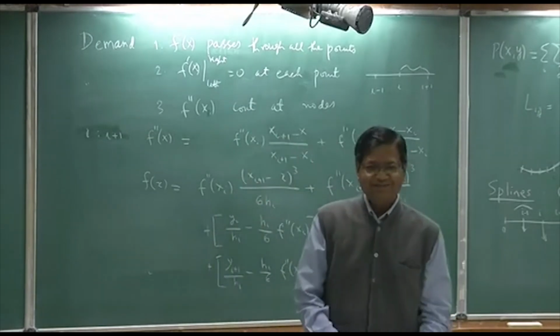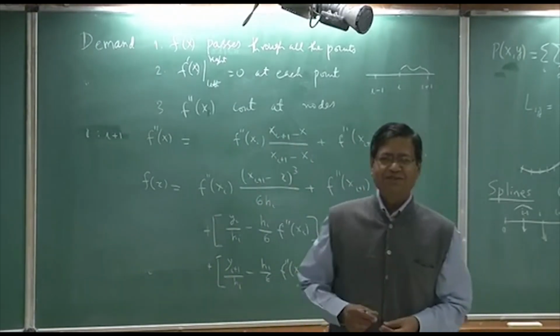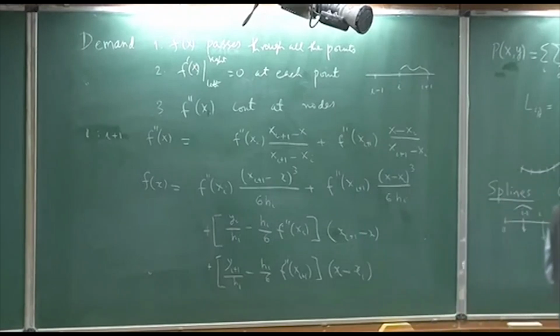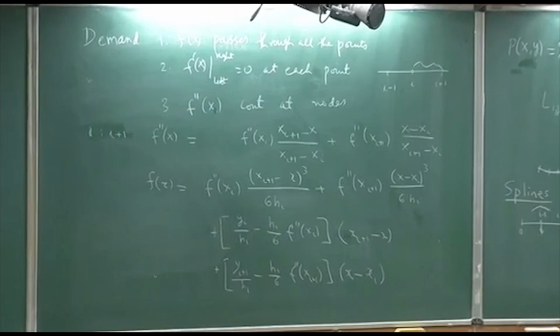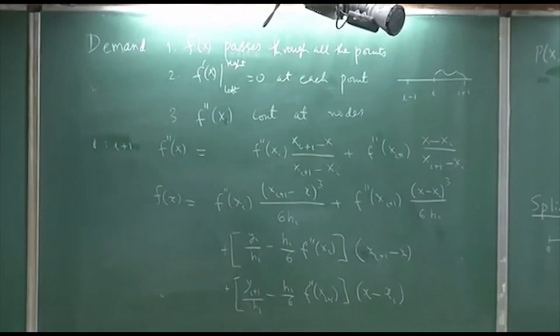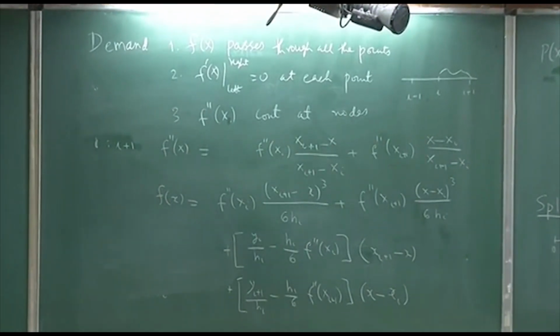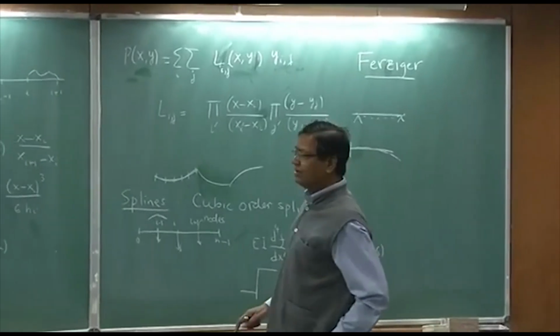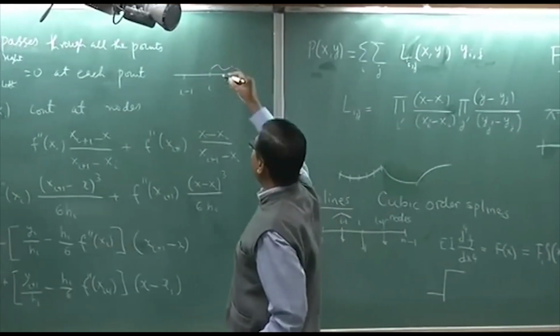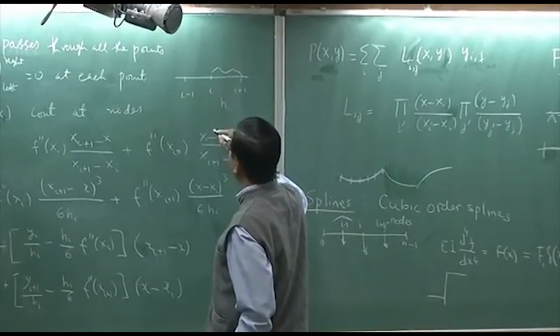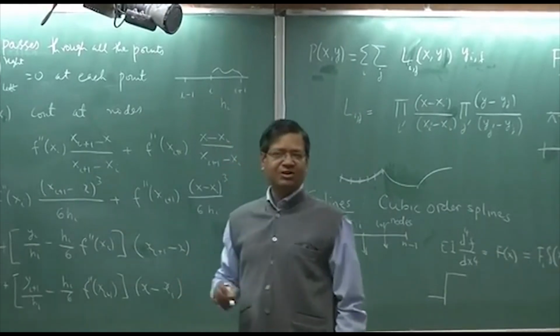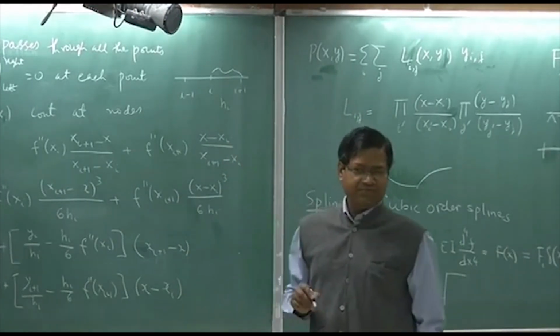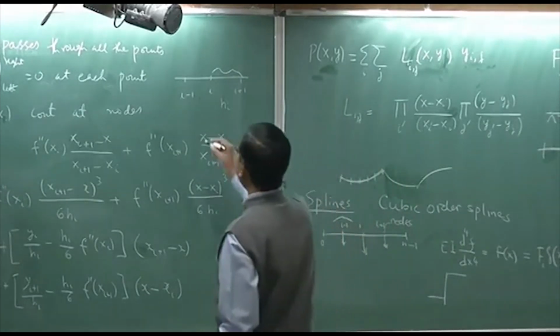Okay, so this is a pretty lengthy expression, but this is a cubic order polynomial in x. That's what I said: my function f will be cubic, and that comes from this equation. Here h_i is the gap x_{i+1} minus x_i, and this will be h_{i-1}.